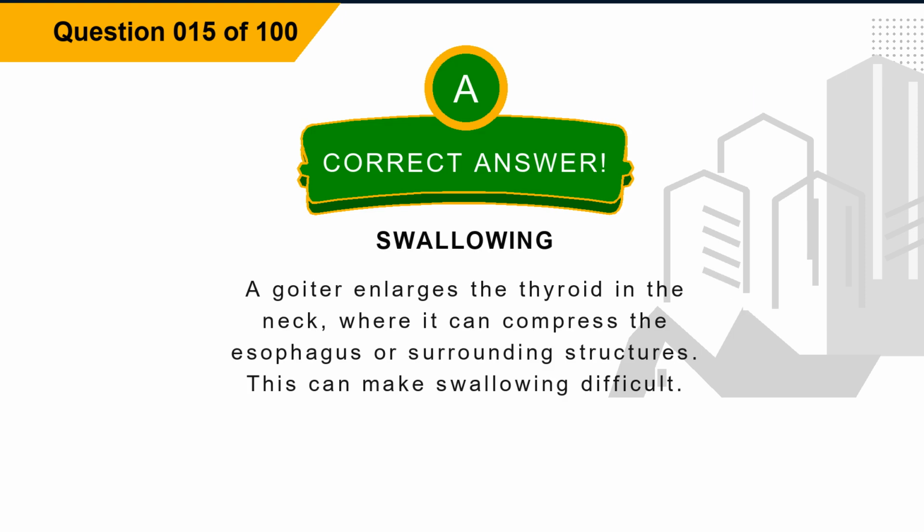Swallowing. Explanation. A goiter enlarges the thyroid in the neck, where it can compress the esophagus or surrounding structures. This can make swallowing difficult.